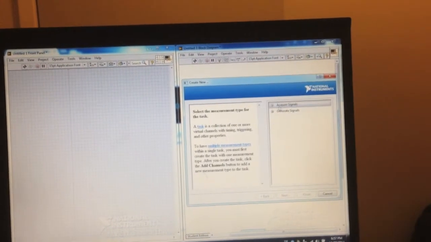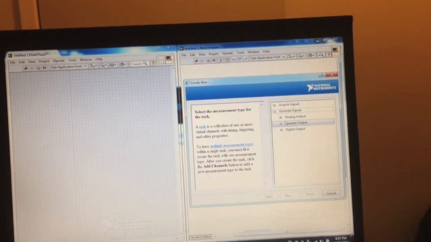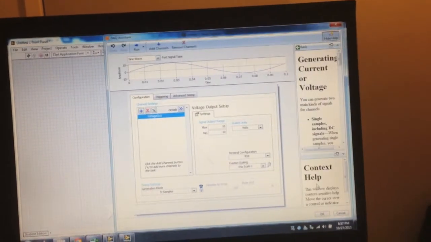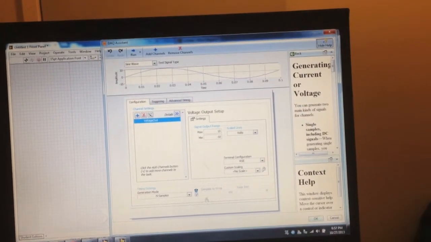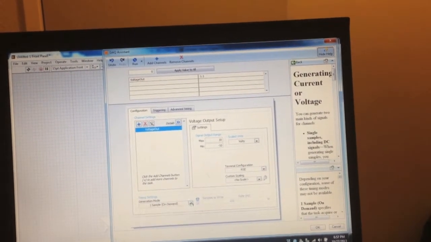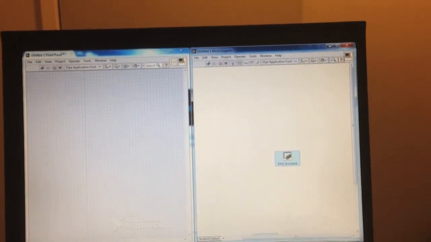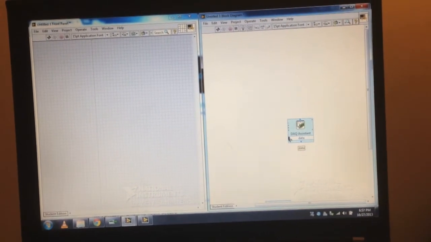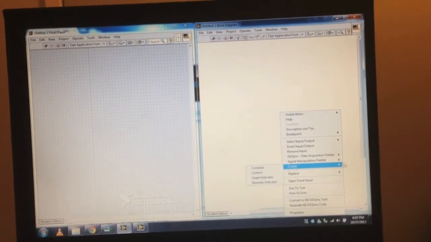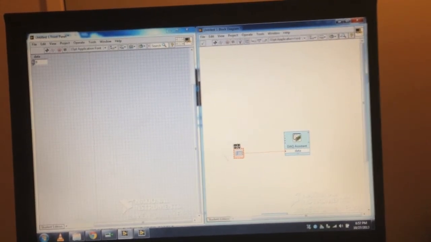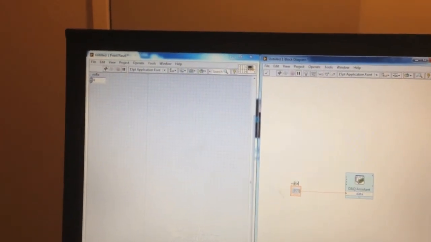So in your block diagram, right click and go to Input, pick DAC Assist and put that onto your block diagram. Another screen will come up. You want to do Generate Signals, Analog Output, Voltage, and then AO0 and Finish. And then do Continuous Samples and hit OK. At this point, it'll put the DAC Assistant onto your block diagram. Then you can create a numeric control to put into that, and that'll allow you to control the voltage going into your circuit.